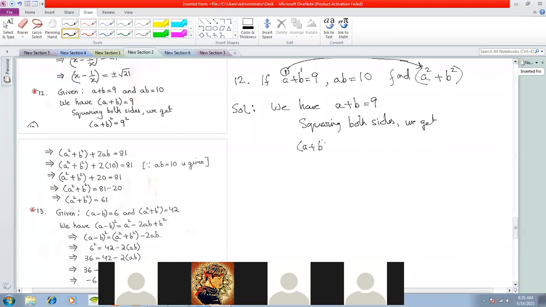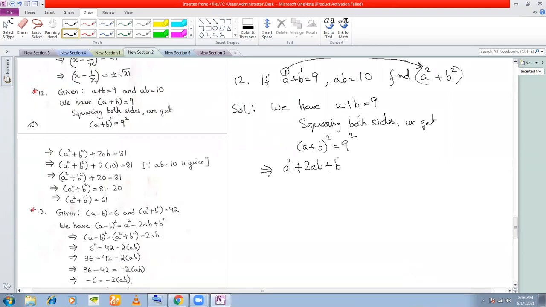A plus b whole square is equal to 9 square. Now a plus b whole square is a square plus 2ab plus b square. 9 square is 81. Now you collect a square and b square together. That is, you write this as a square plus b square and you write 2ab separate is equal to 81.